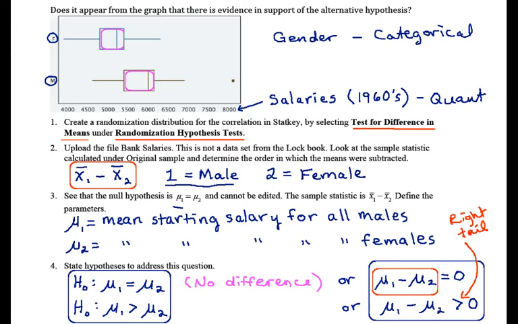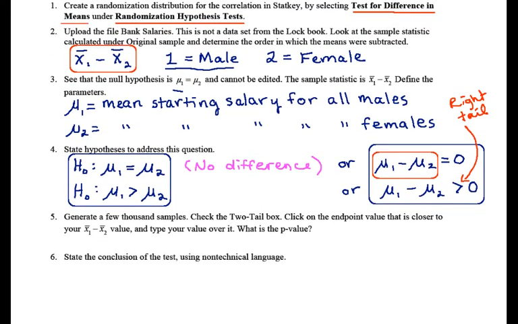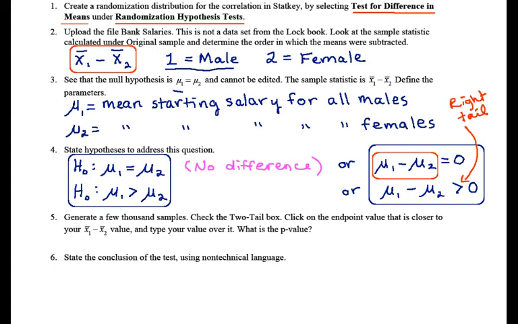Okay, so let's go ahead and return to our StatKey page here. We're going to check the null hypothesis on that page, and we're going to generate a few thousand samples and check the, oops, it says two tail box here. That should actually say right tail box, because we have a one-sided test as we have identified. We will check the right tail box and try to find our p-value.